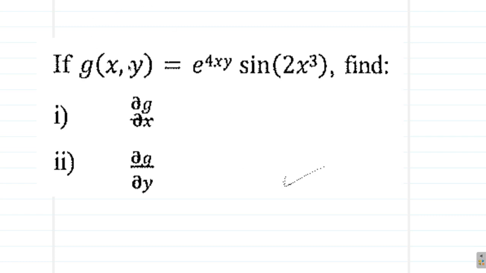If the function g of x, y is equal to 4e to the xy sine 2x cubed, find the partial of g with respect to x and the partial of g with respect to y. Write down the question and make an attempt at it. Complete it, and only after that watch the rest of the video.